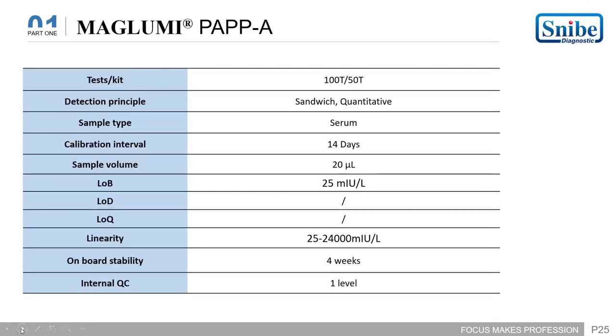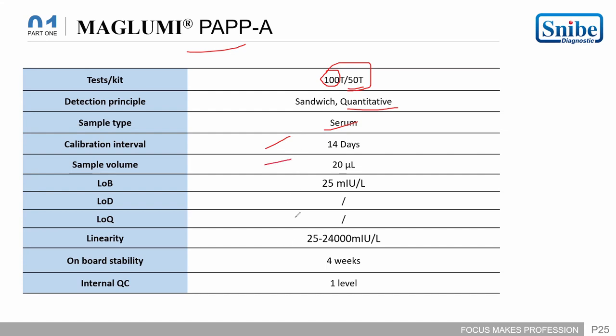If we talk about the analyte PAPP-A, we have a PAPP-A assay with unconventional assay utilization, in 100 test and 50 test pack sizes. We have a sandwich technique for the detection of PAPP-A as a quantitative analyte. Serum is recommended, the calibration interval is 2 weeks, with a sample volume of just 20 microliters.